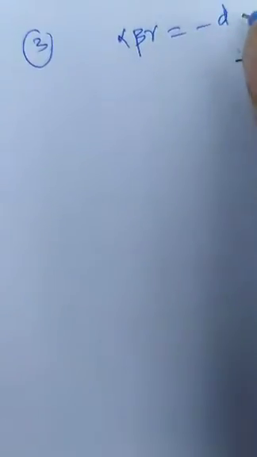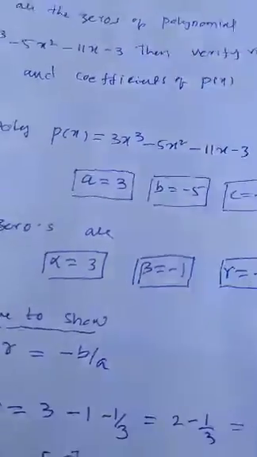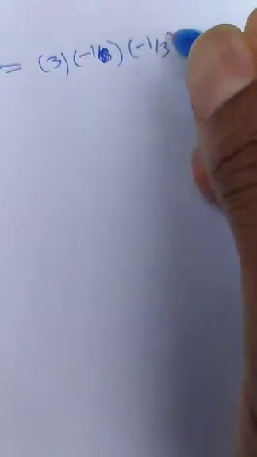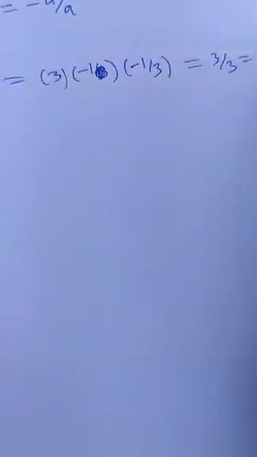Now third relation is product of 3 zeros, alpha beta gamma equal to minus D by A. Right, let me take alpha beta gamma. Alpha value is what? 3 and beta value minus 1, gamma value minus 1 by 3. So by multiplying you will get 3 by 3, that is 1.